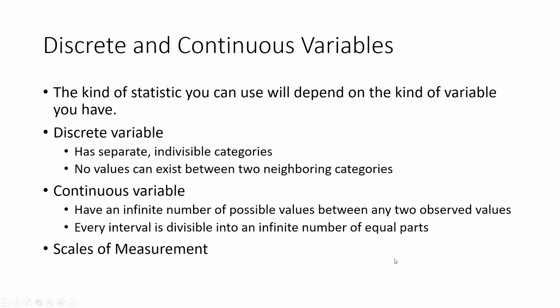The next set of terms that we need to become familiar with is discrete and continuous variables. The kind of statistic that you can use, the kind of statistic you can compute, will depend on the kind of variable you have. It's therefore very important that you understand as much as you can about the variable you've measured. Discrete variables have separate, indivisible categories. There's no values that can exist between two neighboring categories.